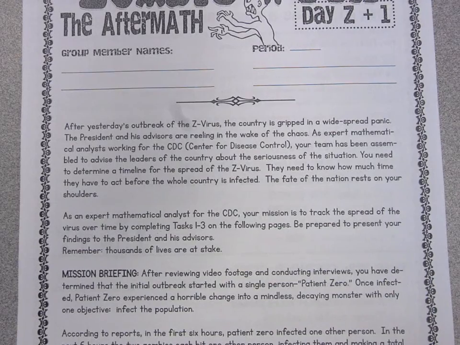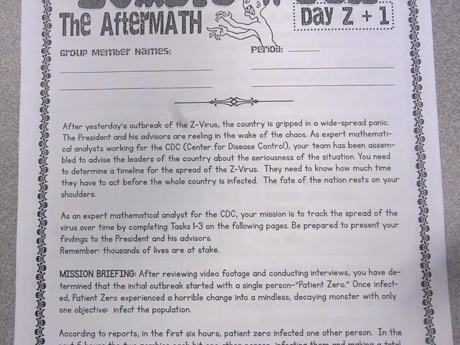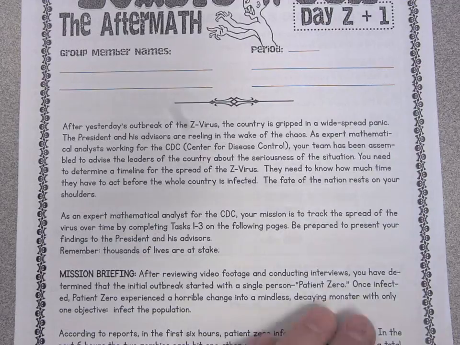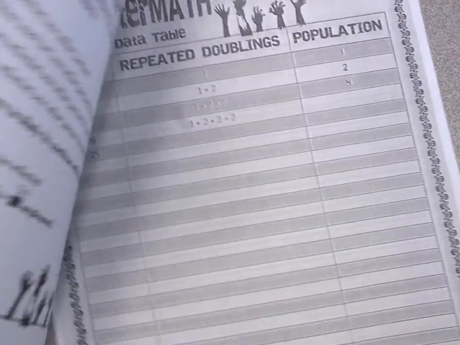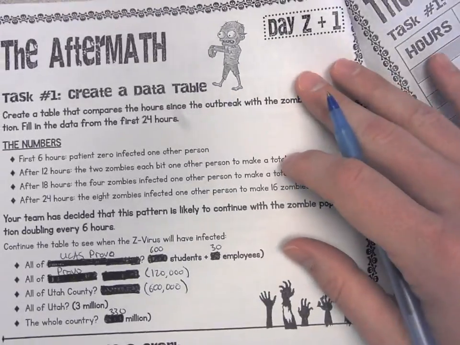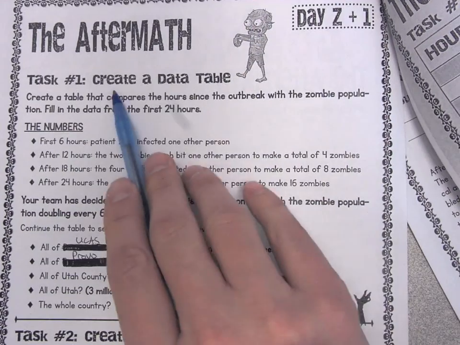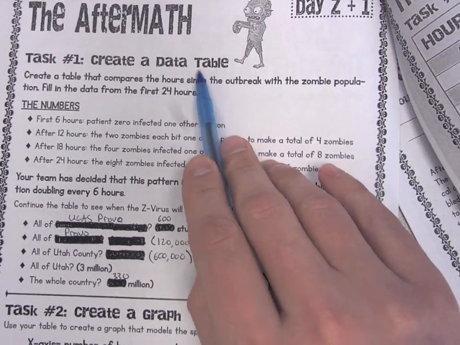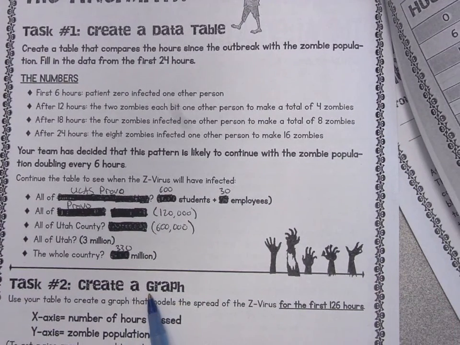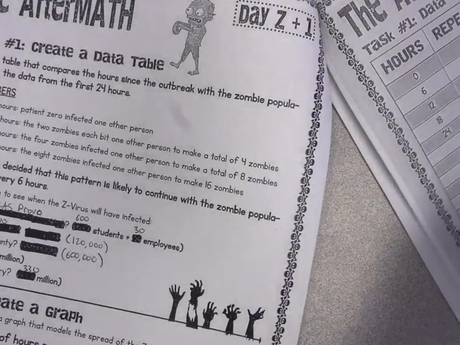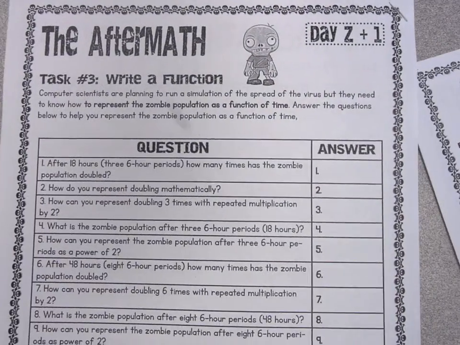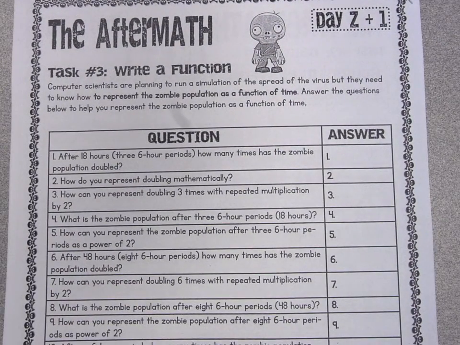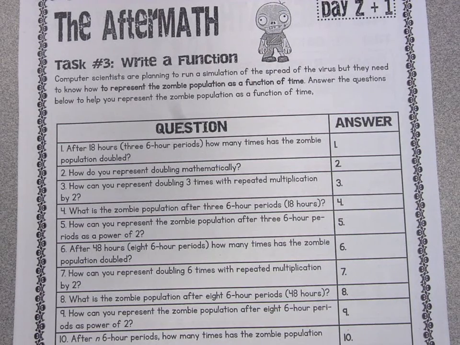So this is just like a story part about what's happening in the story and what your job is to do. But in this activity, there's 3 tasks that you're going to do. So if you flip the page, you see task 1, create a data table. Task 2, create a graph. And then on the back, you got task 3, which is write a function. So you're modeling this exponential growth of this zombie virus as the zombie virus spreads.